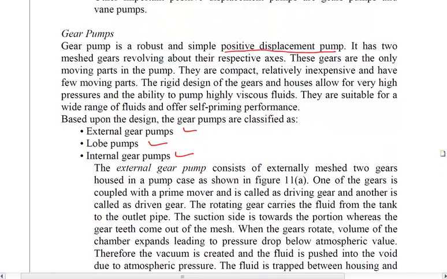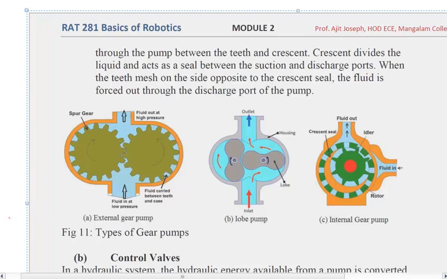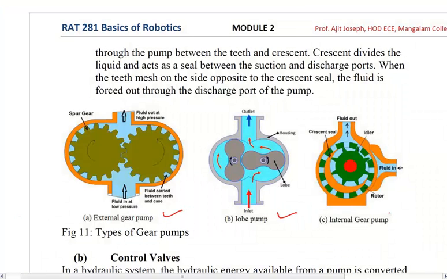For understanding that, you have to look at the structure. So this is the external gear pump, this is the lobe pump, and this is the internal gear pump. We have this spur gear, and both these spur gears are rotating in the opposite direction. There is almost no gap in between, so there is no oil getting pushed from here to here. Don't think that because this is rotating like this, the oil is pushing through this gap. No, that is not what is happening.